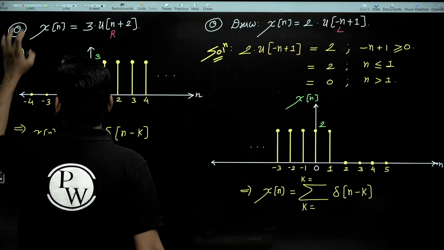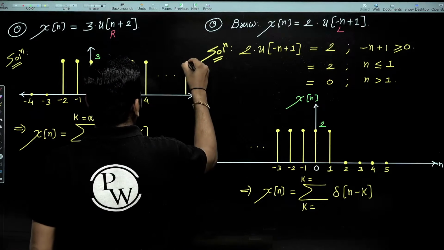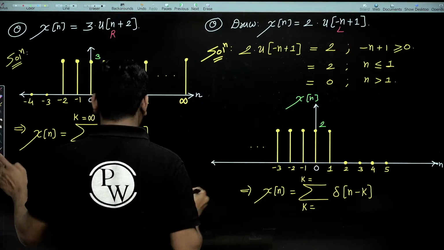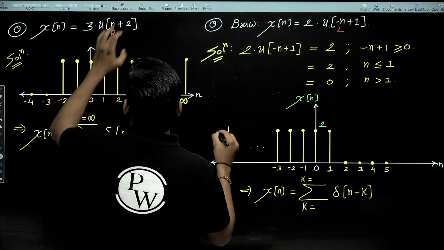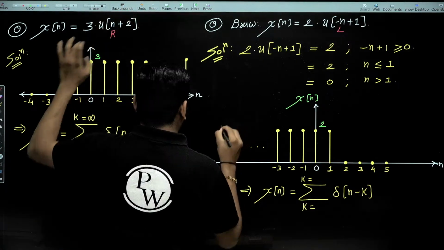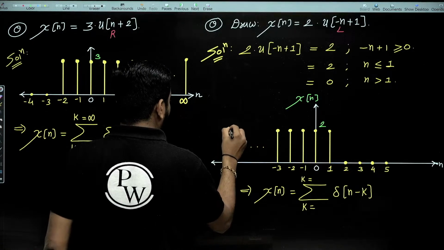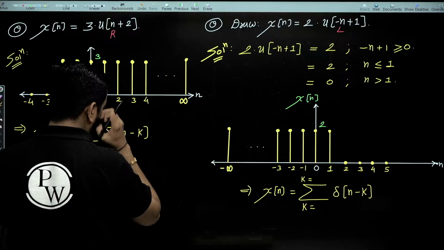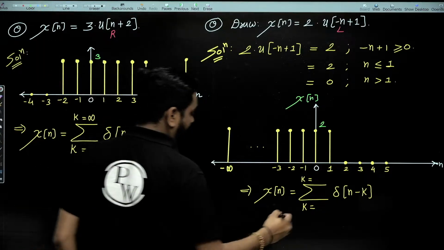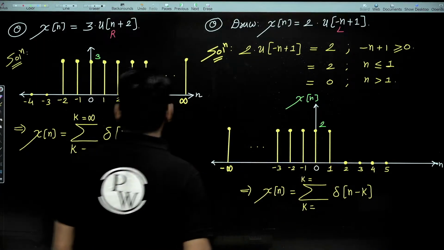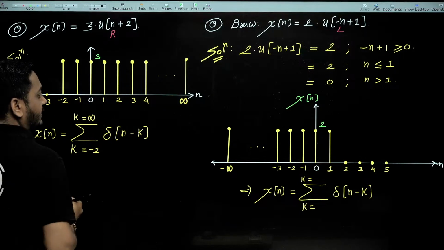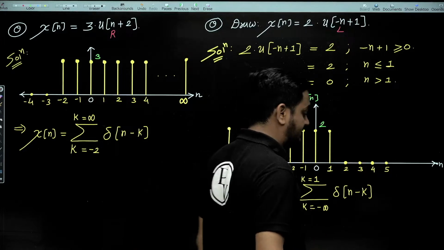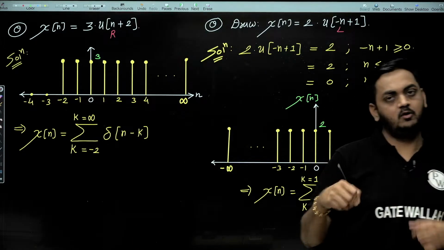Last sample is presented here. Last sample is presented at n equal to infinite, and here also the last sample is presented at n equal to minus infinite. So here you can write minus infinite to 1. Here you can write -2 to infinite, correct? Here you can write minus infinite to 1, guys. Yes or no? Or you can write 1 to minus infinite also.